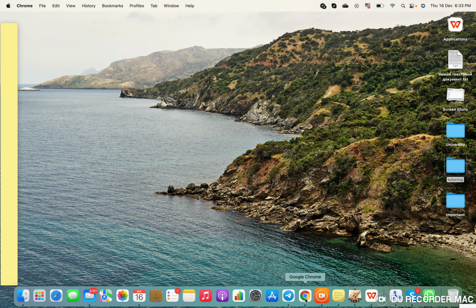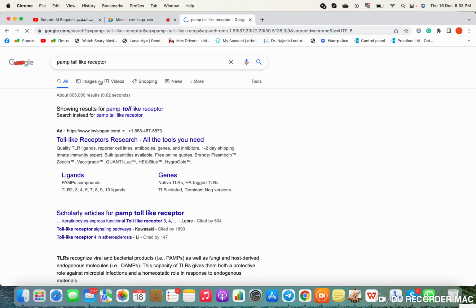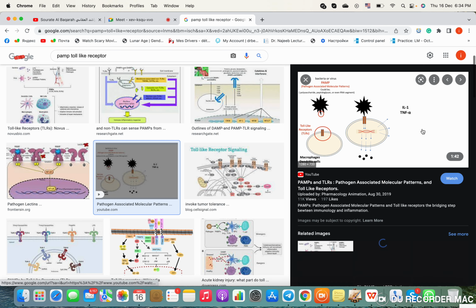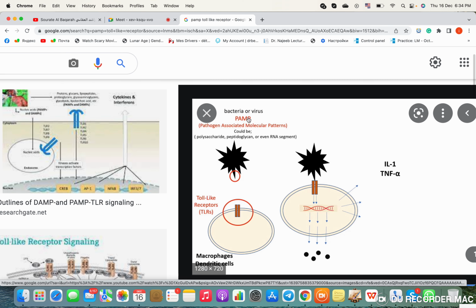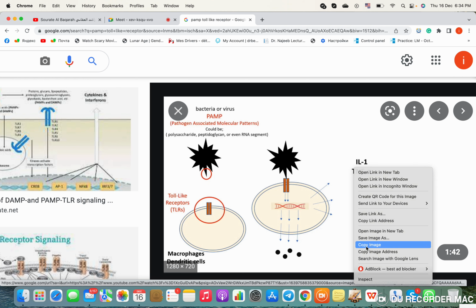So let's take a look. The toll-like receptor is located on the macrophage. The PAMPs are particles which are basically from the microorganism. So you can see here the PAMPs, which is basically pathogen-associated molecular pattern. Anyway, they come and attach to the what? Toll-like receptor, which can lead to release of many cytokines like interleukin 1 and TNF-alpha.